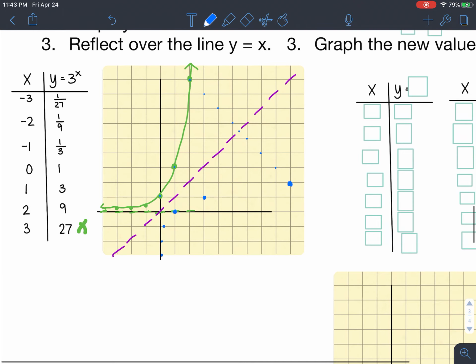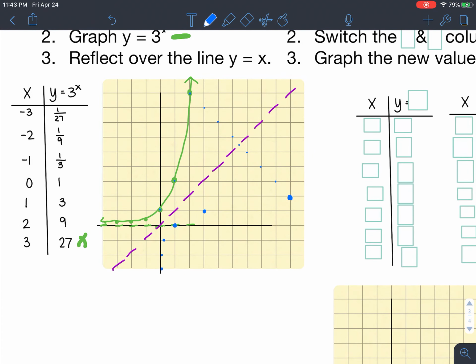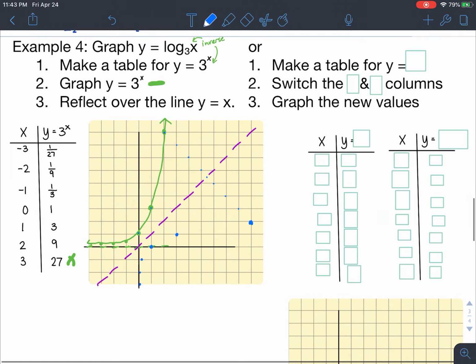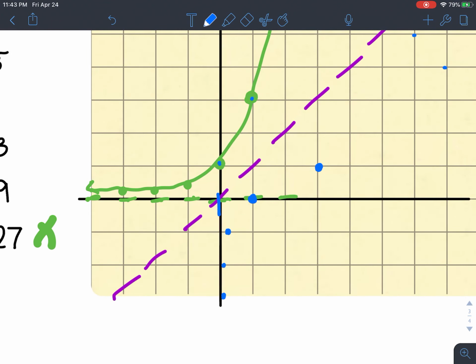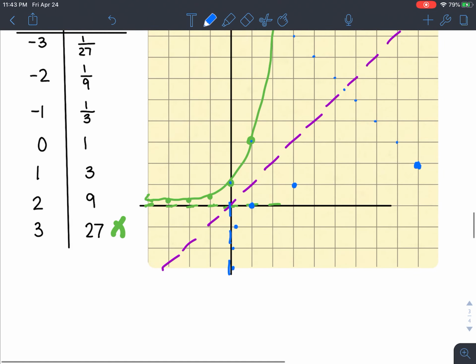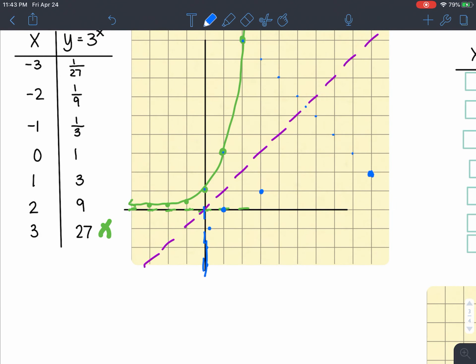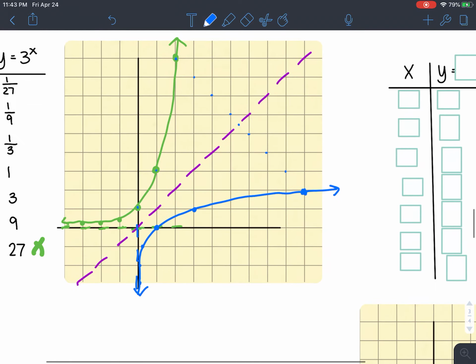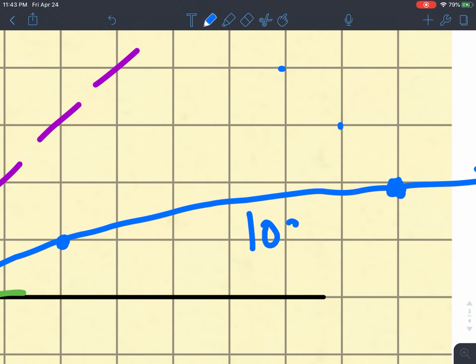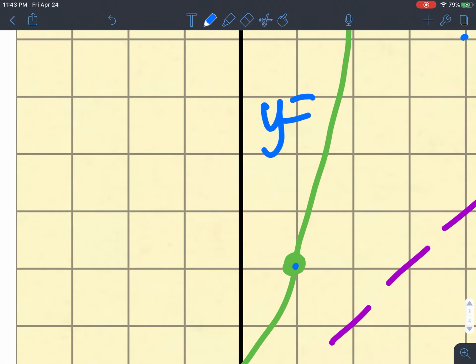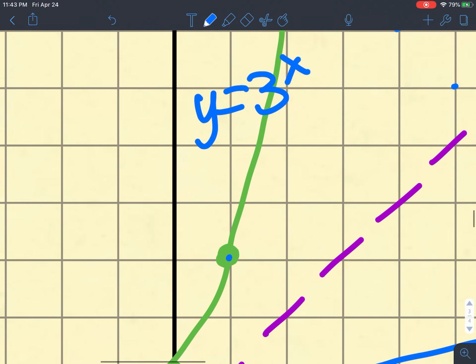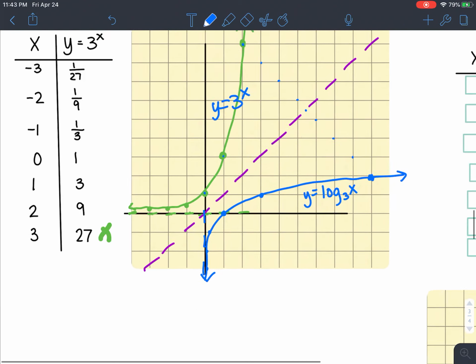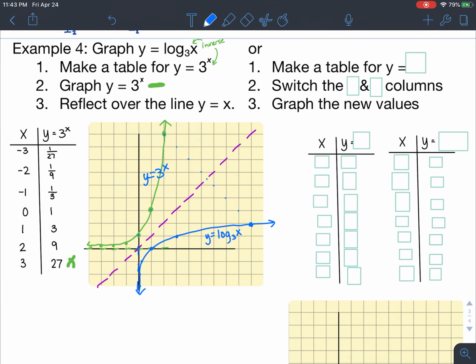Now, if y equals 3 to the x has a horizontal asymptote, then it would make sense that log base 3 of x would have a vertical asymptote, and it does. So that's the first thing you learn about log graphs. Well, first they're inverses, but secondly, they have a vertical asymptote. So this is log base 3 of x. This is 3 to the x. Good?